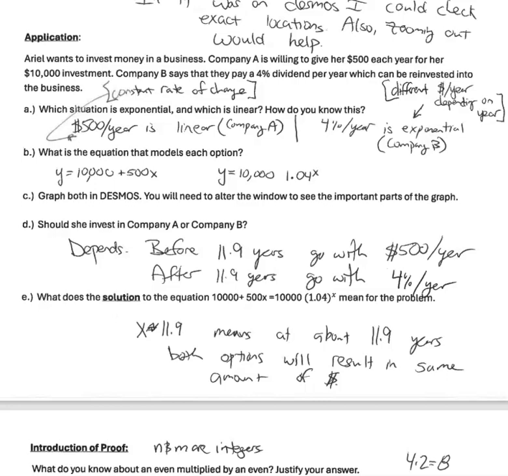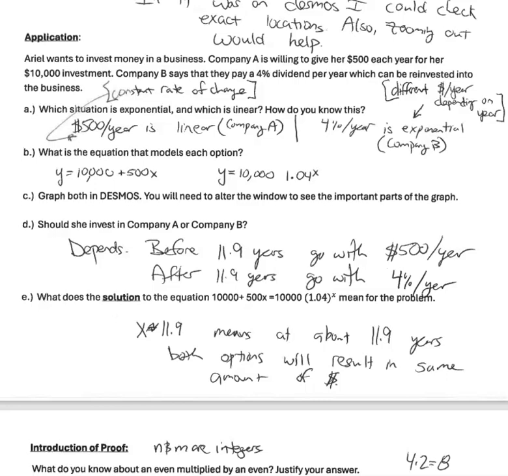Now, what are the equations for this? You should remember that linear we usually model in y equals mx plus b form, where m is your slope or your rate of change, and b is your y-intercept, or in this case, your original amount. I wrote it slightly different. I said y equals b plus mx. So you could see the original amount plus $500 per year.